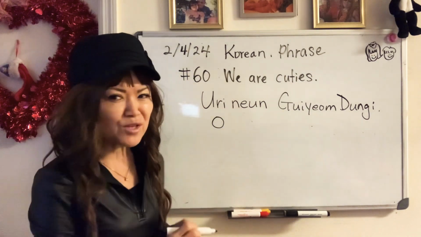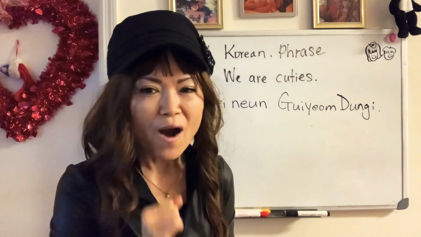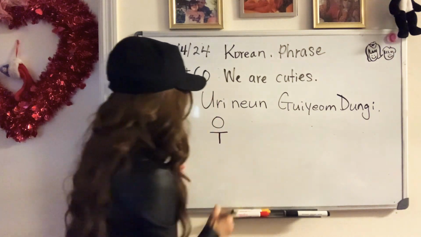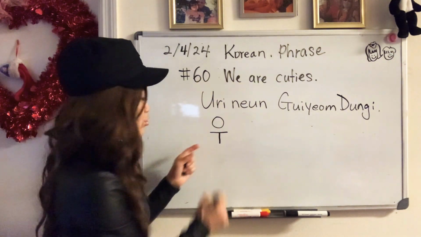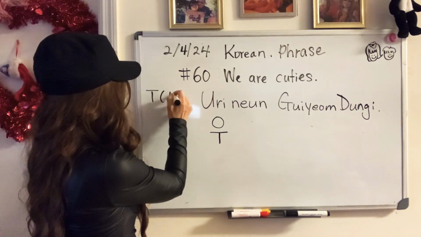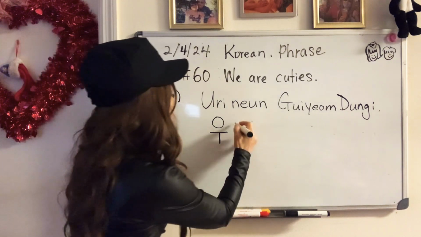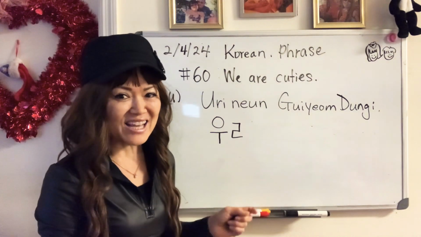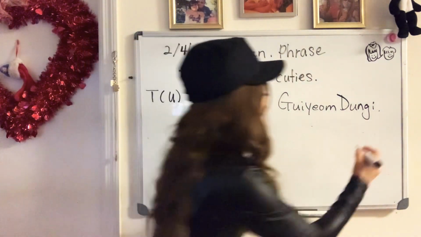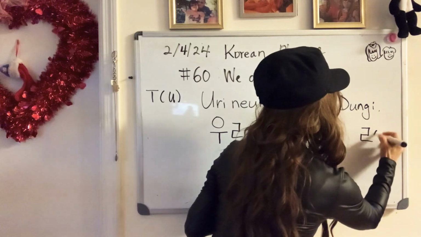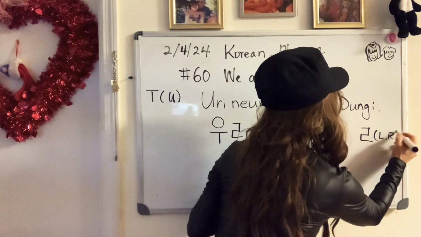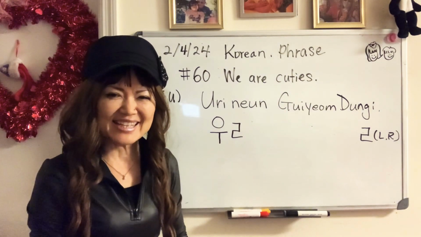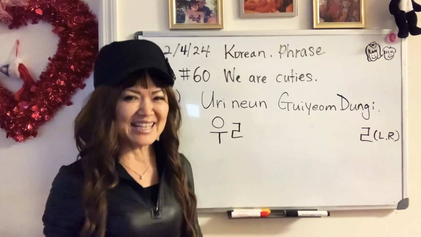Circle is in first position. Shh. Only vowel. Pronounce only vowel. U. This is U. Then R, okay? So R with the vertical line, E. That's it. Ri.